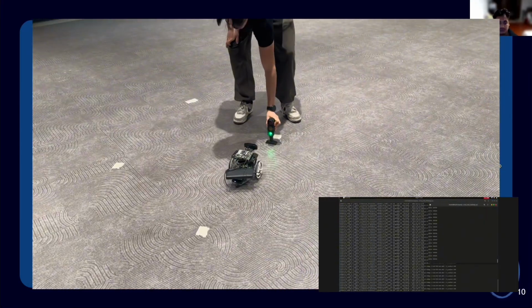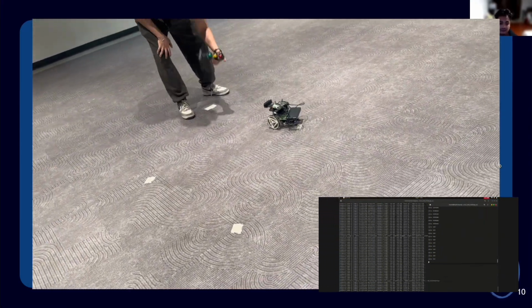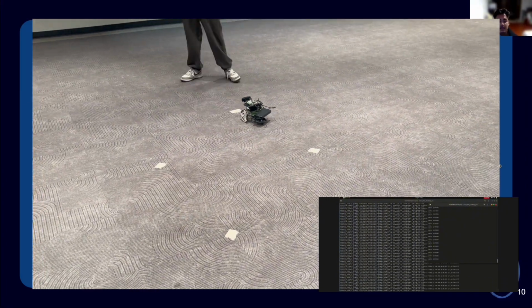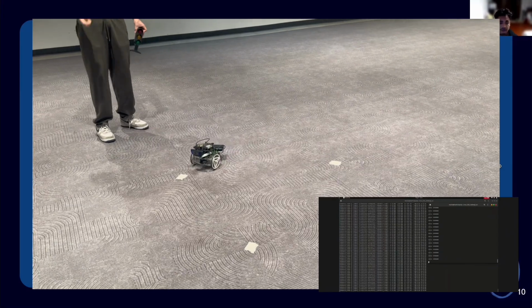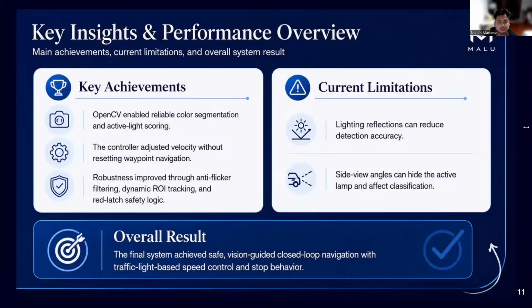With green, the robot continues the waypoint trajectory. With yellow, the robot reduces its speed while continuing the path. With red, the robot stops and remains stopped. When green appears again, the robot resumes the same waypoint instead of restarting the path. The main metrics used to evaluate the system were waypoint distance error, heading error, velocity command behavior, and traffic light reaction time. The final system integrated perception, decision logic, and closed loop control.